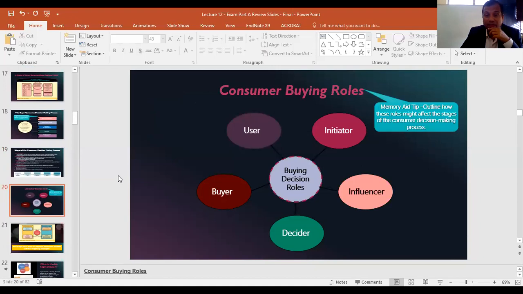Different buying roles, a customer, a buying decision roles. So you can be a kind of user, you can be a buyer, you can be a decider, you can be an influencer, you can be an initiator. Different roles as a human being.